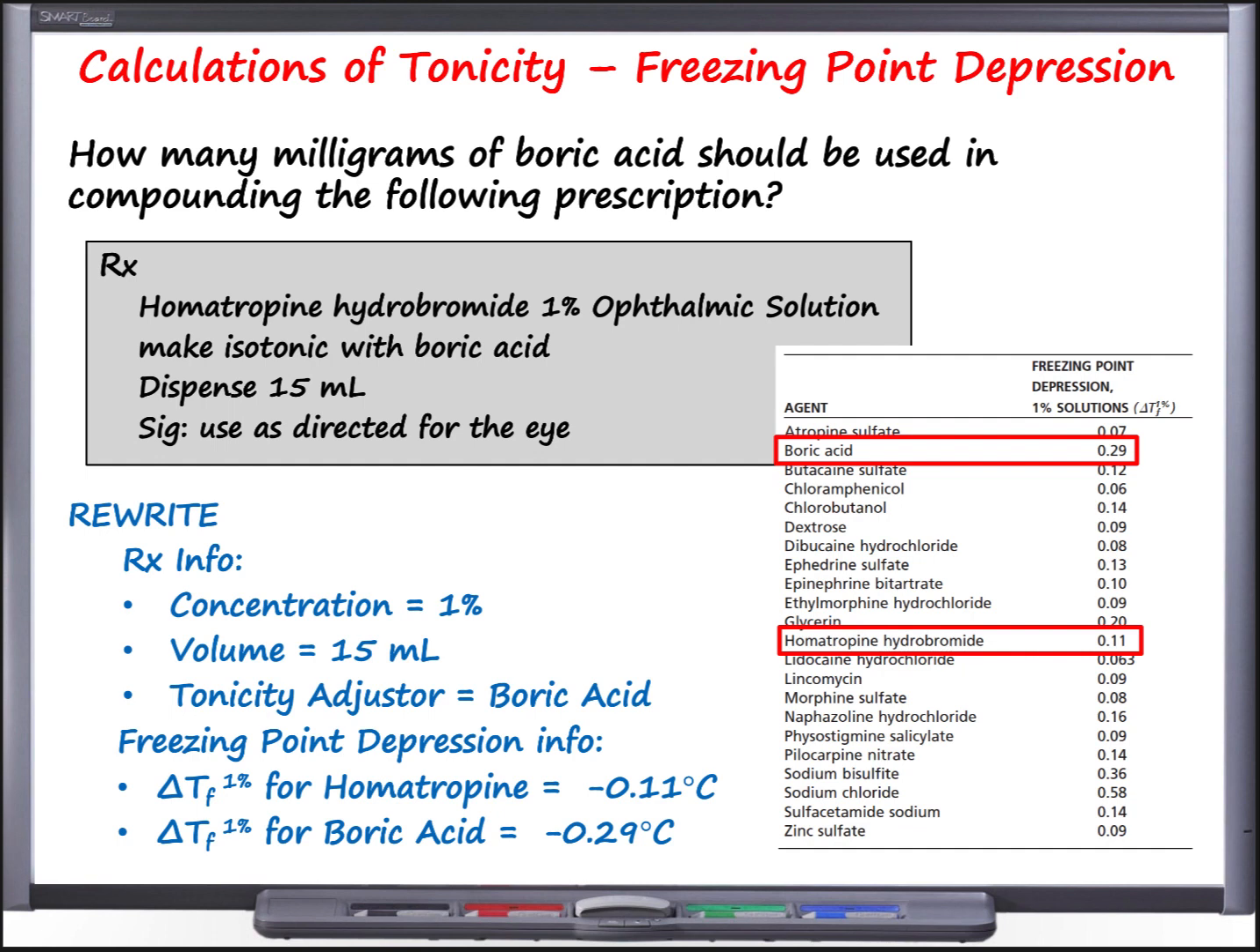The drugs that we're interested in are boric acid, which we're going to use as the tonicity adjuster, and its delta TF 1% is 0.29 degrees Celsius. Then our active ingredient, homatropine, has a delta TF 1% of 0.11 degrees Celsius. You can see that I've written that down. This is all the information we need to solve this question. We've looked up the information we need. Now we need to use that information to actually calculate and formulate our eye drop.